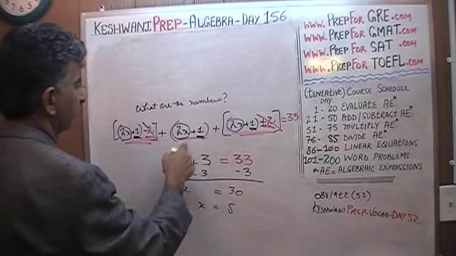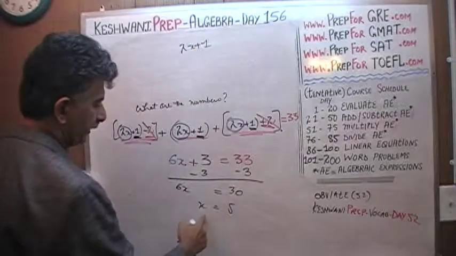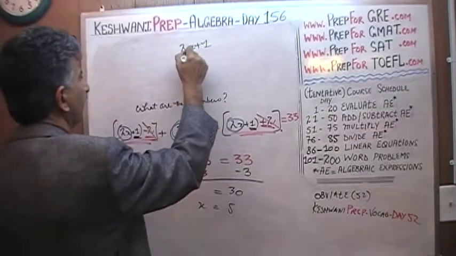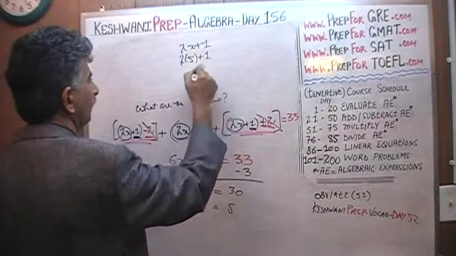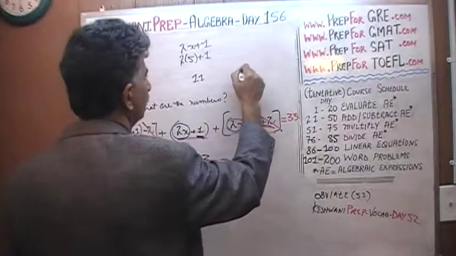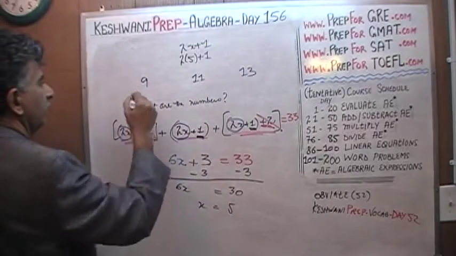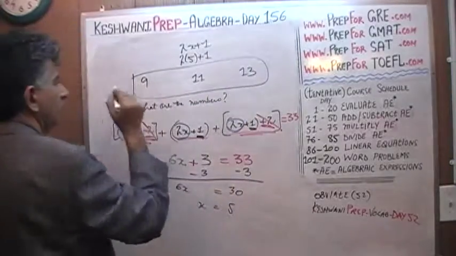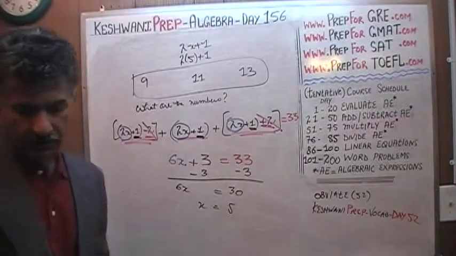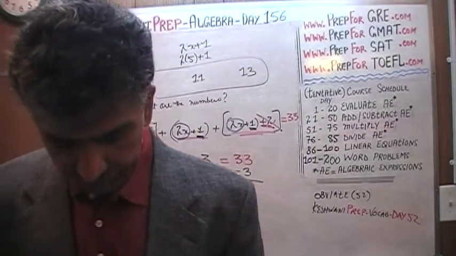The middle one is 2x plus 1, and since we just found that x is 5, it is 2 times 5 plus 1, so it turns out the middle one is 11. If the middle one is 11, the next one is going to be 2 more, which is 13, and the one before that is going to be 2 less, which is 9. So these are the numbers. The numbers are 9, 11 and 13. That's it. And that's how you should solve it.